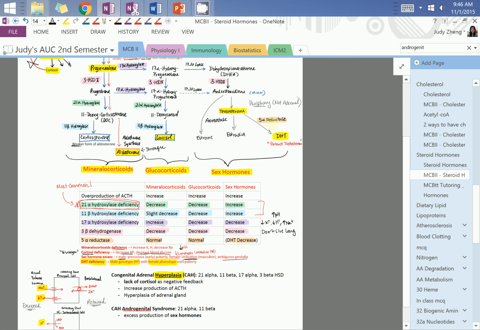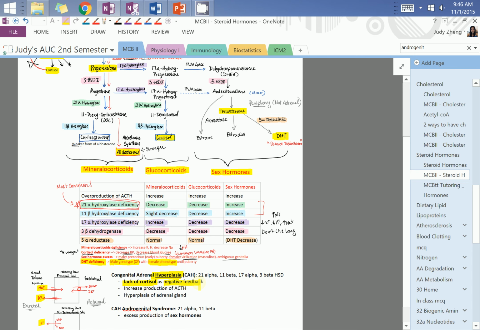Okay, and so now we've gone over all of these deficiencies. I just like to point a few more things out, more in terms of the terminologies that were used. So we went over the idea of hyperplasia, why that would occur. Basically it's because cortisol is not produced, so lack of cortisol is negative feedback.